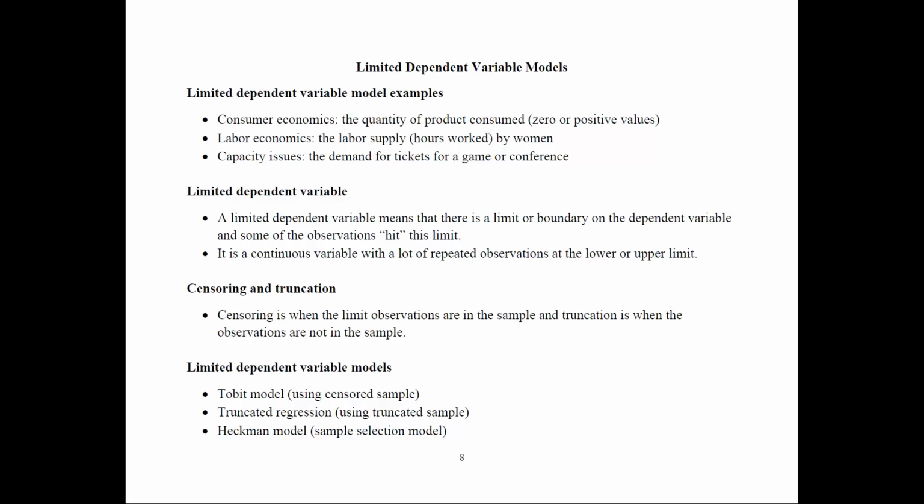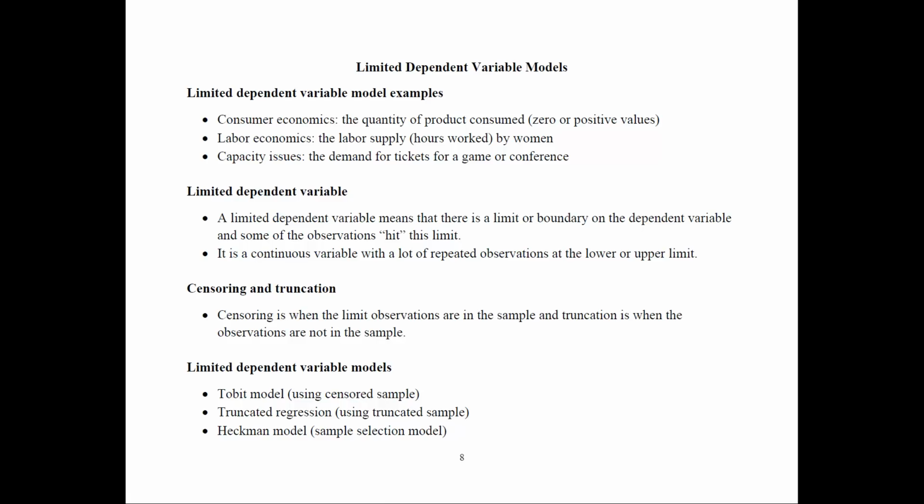You could also have capacity issues, such as the demand for tickets for a game or a conference, where that is limited by the capacity for the hall or the stadium. So the limited dependent variable would be that there's some limit or boundary on the dependent variable, and some observations hit this limit. So the variable would be a continuous variable with lots of repeated observations, either at the lower or the upper limit. And most commonly, we have a lot of zeros in the data for the dependent variable.